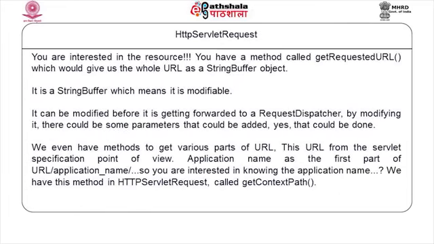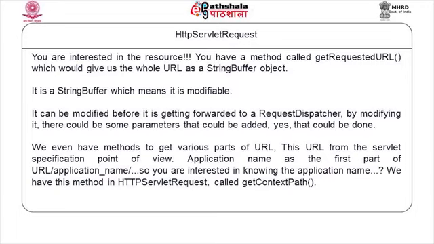You are interested in the resource. Now again, for the URL which has come, you have a method called getRequestURL, which would give us the whole URL as a StringBuffer object. Yes, it is a StringBuffer, which means it is modifiable. It can be modified before it is forwarded to a request dispatcher. We understand it is the same request object which is being forwarded, or someone might modify it and then forward it. By modifying, someone may keep on adding some parameters also. Yes, that could be done. So, those manipulations are possible. So, getRequestURL is a method which gives us a StringBuffer.